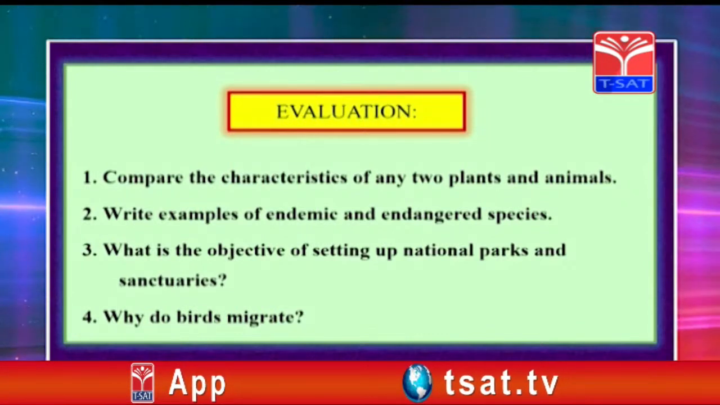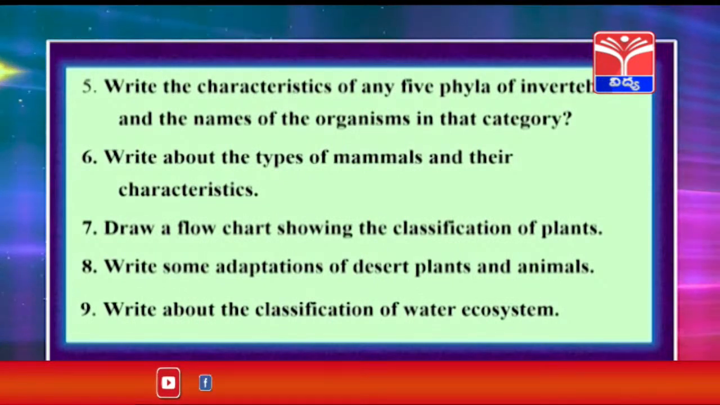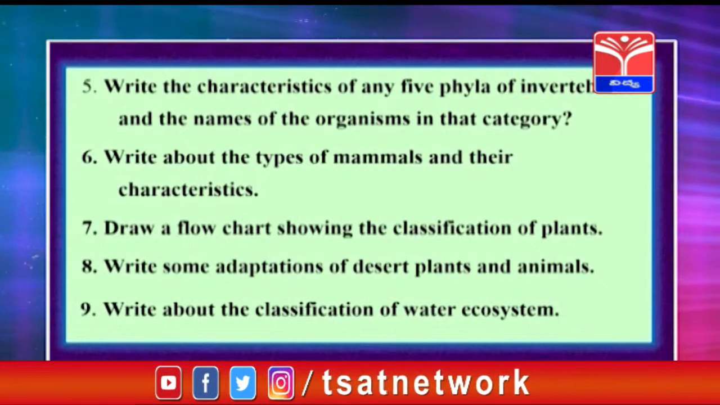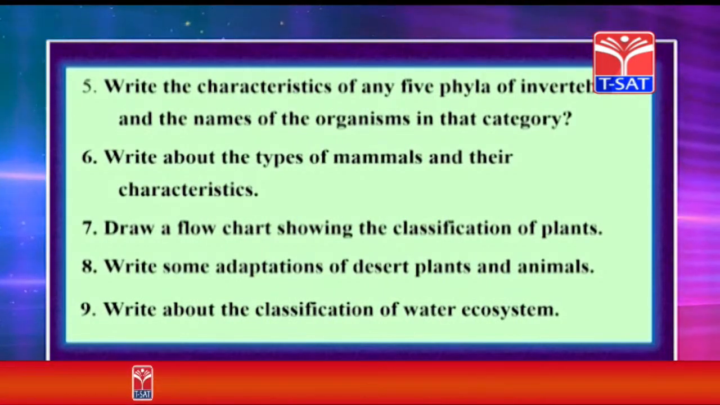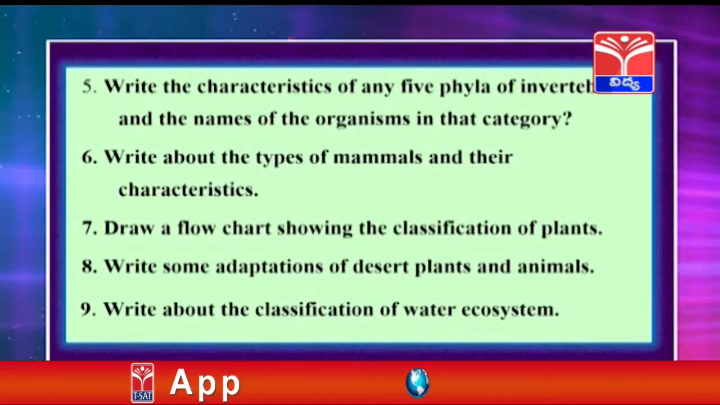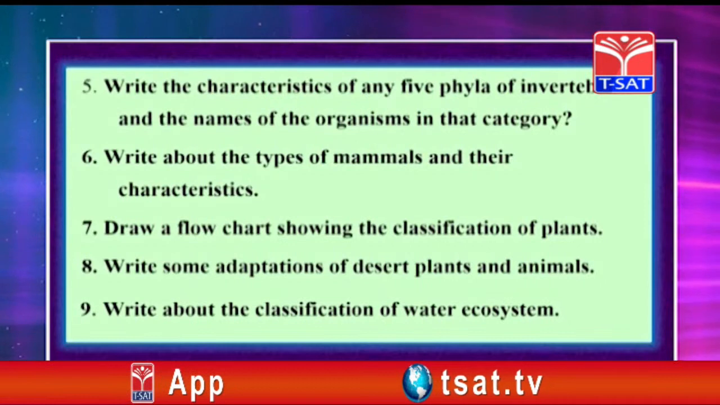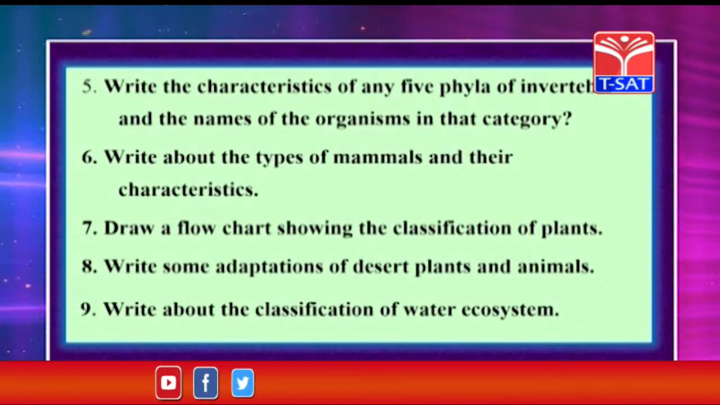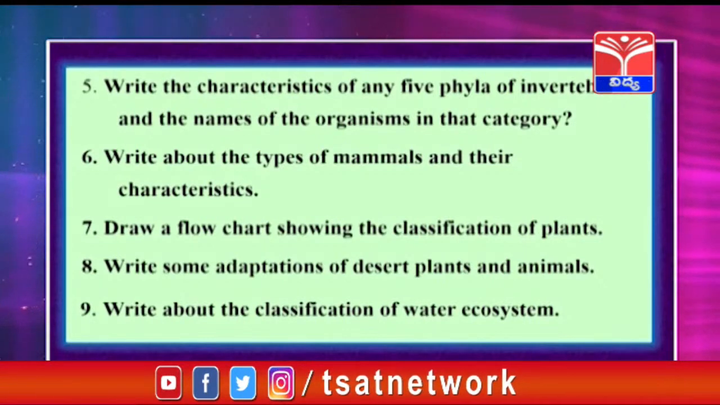Why do birds migrate? Write the characteristics of any 5 phyla of invertebrates and the names of the organisms in that category. Write about the types of mammals and their characteristics. Draw a flowchart showing the classification of plants. Write some adaptations of desert plants and animals. Write about the classification of water ecosystem.